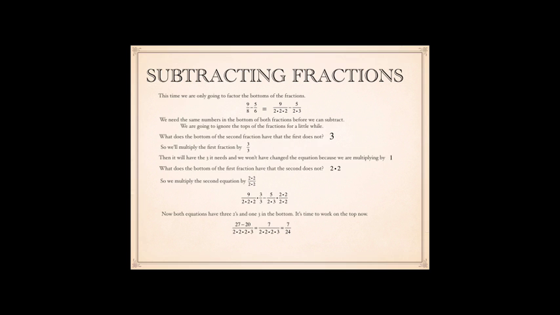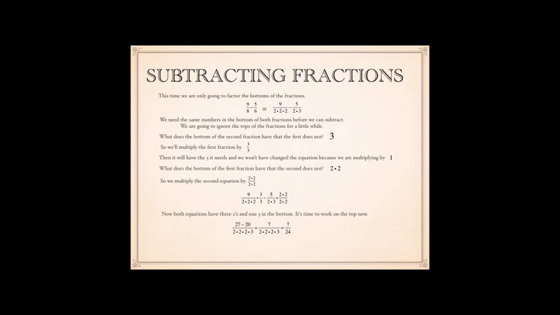Now we're going to subtract fractions. So our sample problem is 9/8 minus 5/6. And this time we're starting by finding a common denominator. So we only need to break down the bottoms of the fractions, but we break them down just like we did in multiplying. So 8 equals 2 times 2 times 2, and 6 equals 2 times 3. So we need a common denominator. That means the number on the bottom of both fractions has to be the same before we can subtract. We're just going to ignore the tops completely for a little while.